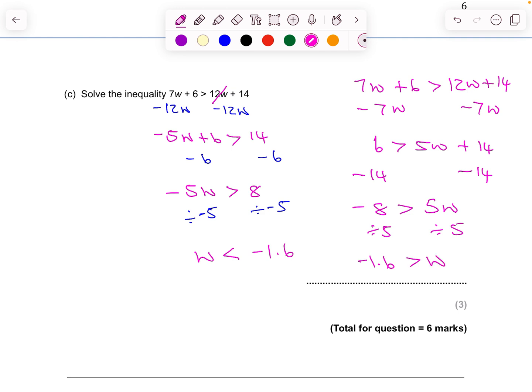These two mean the same thing, yeah? Either w is less than minus 1.6 or minus 1.6 is greater than w. Means exactly the same thing. We've just written it the other way round, okay?